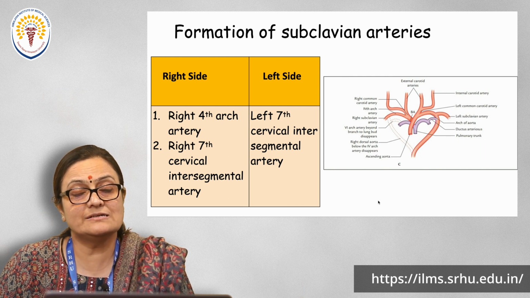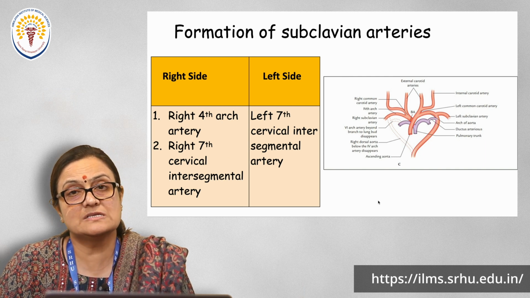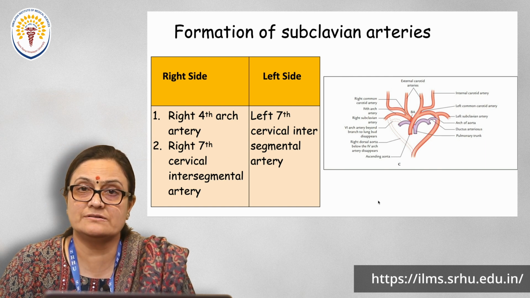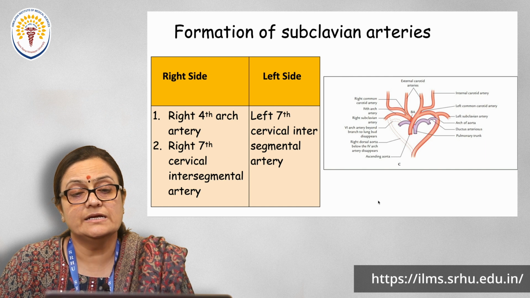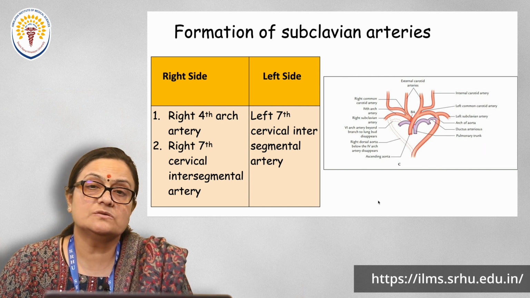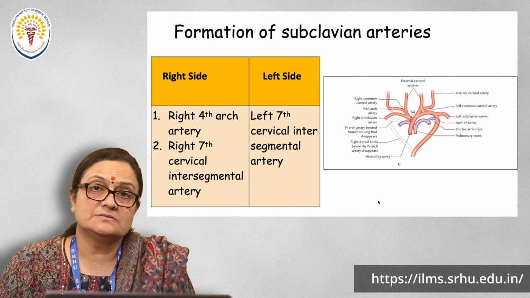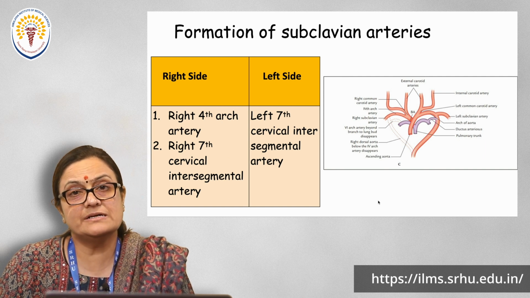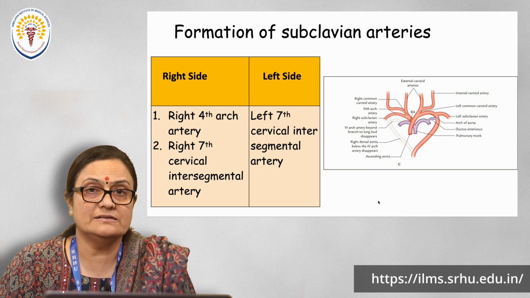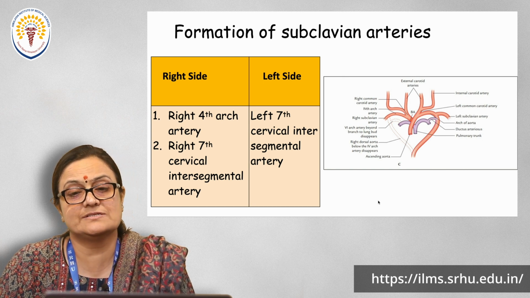So, the 7th cervical intersegmental is bound to form the subclavian, but an additional source on the right side is the right fourth arch artery. But on the left side, it is only the left 7th cervical intersegmental artery. So, the moment this word comes, 7th cervical intersegmental, remember it is going to develop into subclavian, with an additional source on the right side, but only this on the left side.